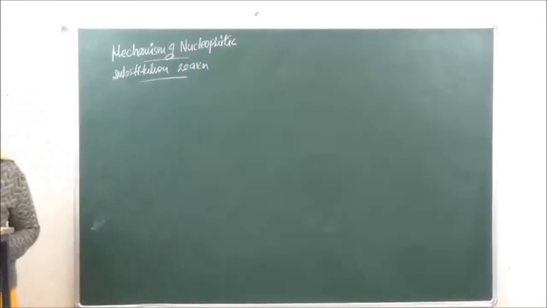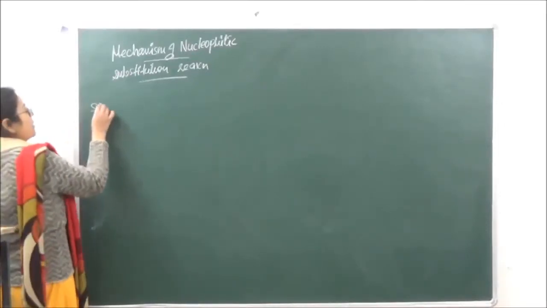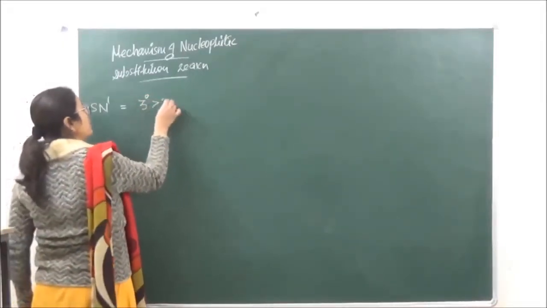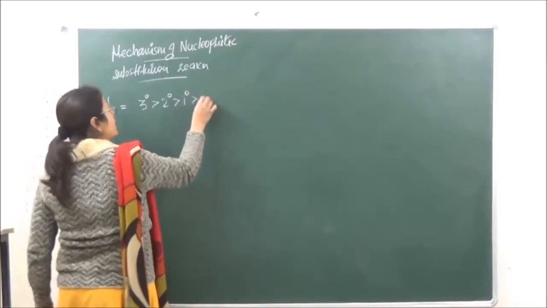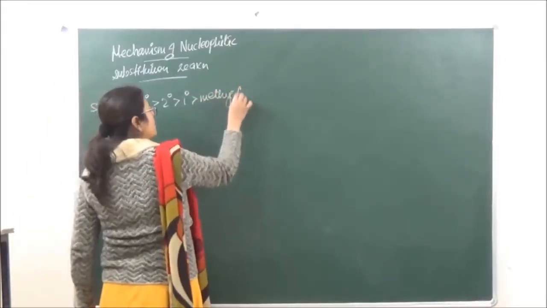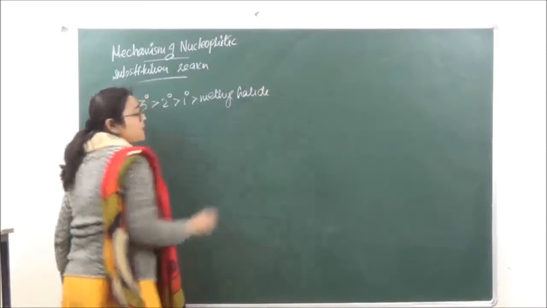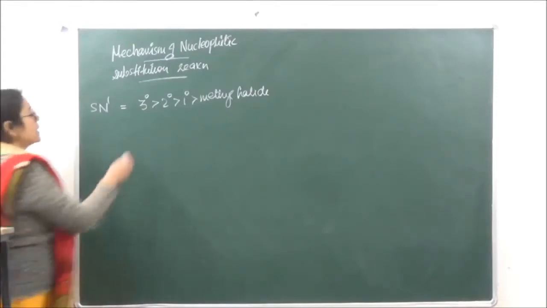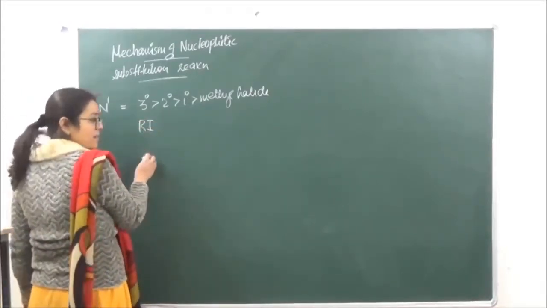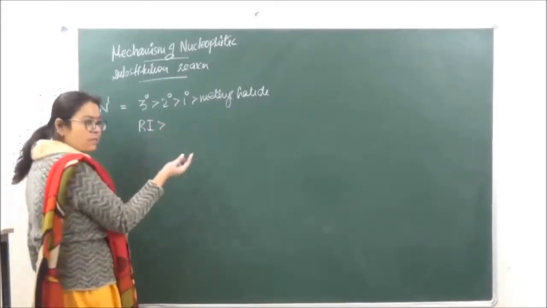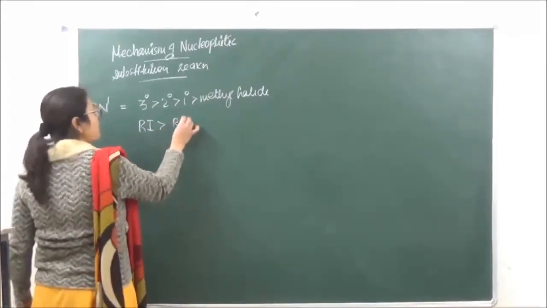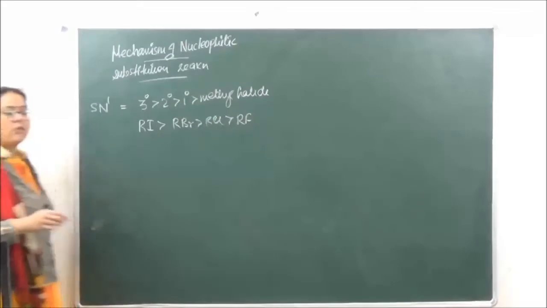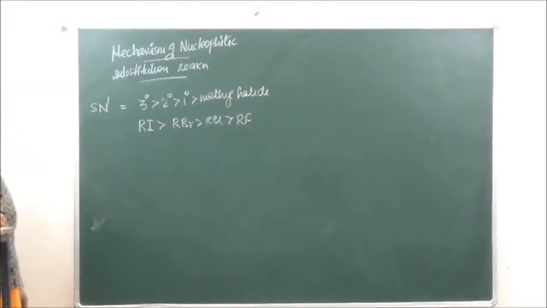So when we're doing the SN1 mechanism, the order of reactivity is going to be 3 degree, 2 degree, 1 degree, methyl halide. However, when we are taking into consideration the halogens, then we have RI. Always iodine will be most susceptible because it is a good leaving group. Then RBr, then RCl, and the poorest leaving group, fluorine, is going to be the least.